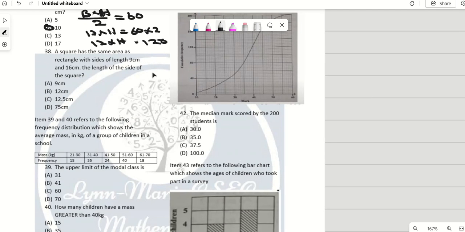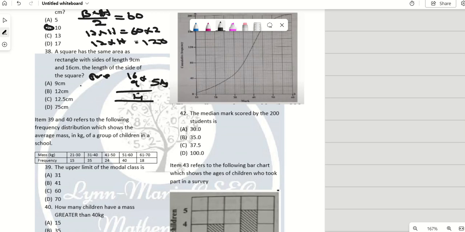Alright, let's look at this one. Number 38. A square has the same area as a rectangle with the sides 9 and 16. The square has the same area as the rectangle. So let's find the area of the rectangle. Your area is 16 times 9, 9 sixes are 54.